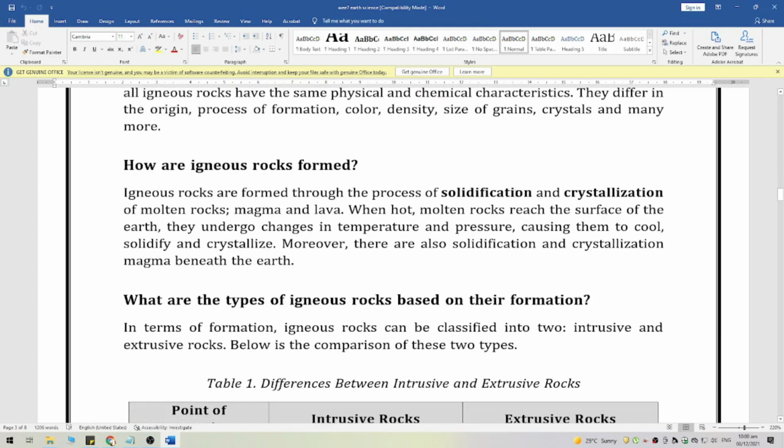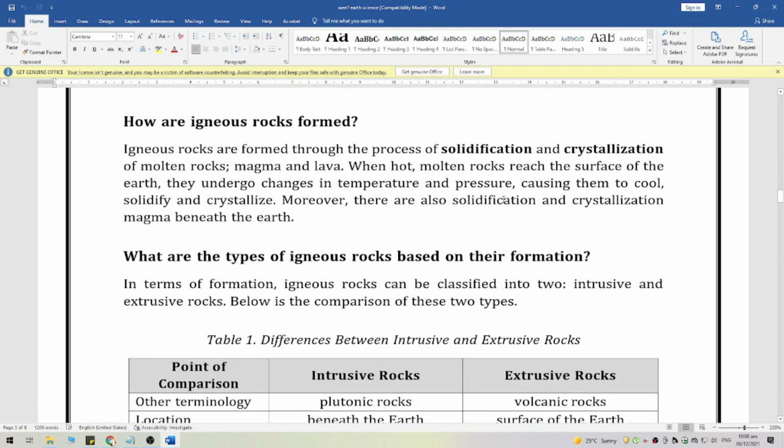So we go to the part where it's being questioned, how are igneous rocks being formed? Now it is formed through a process of solidification and crystallization of molten rocks, both magma and lava. When hot molten rocks reach the surface of the earth, they undergo changes in temperature and pressure, causing them to cool, solidify, and crystallize. Moreover, there are also solidification and crystallization of magma beneath the earth.